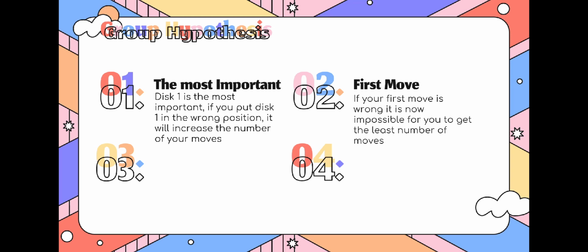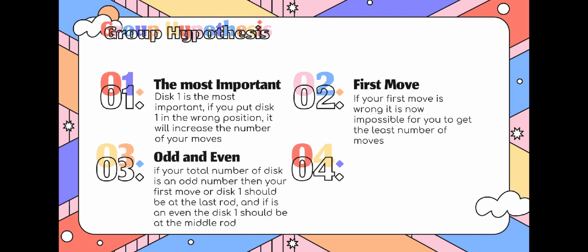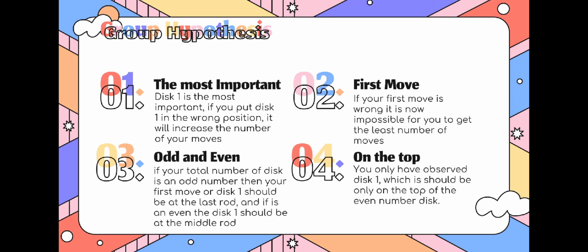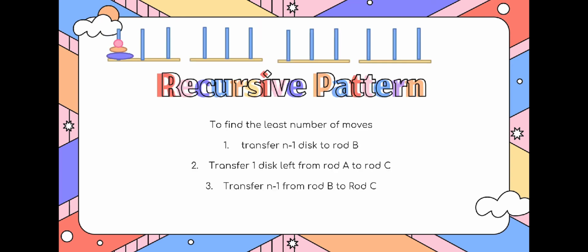So how can you know if your first move is strong or right? If your total number of discs is an odd number, then your first move, the 1, should be at the last rod. And if it's even, then the 1 should be at the middle rod. You only have to observe this 1, which should be only on the top of an even number disc. By doing the activity, we also observe a pattern which is called a recursive pattern.